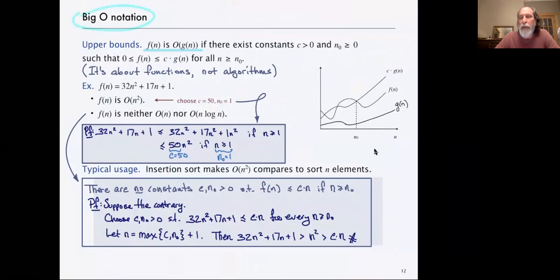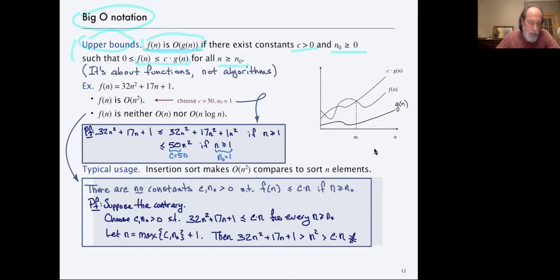Big O is a notation for describing upper bounds on growth of functions. Hopefully this is a reminder. Everyone here should have seen this a few times, but it doesn't hurt to be reminded. So we say f of n is big O of g of n if there are two positive constants, traditionally called c and n naught, such that f of n is less than or equal to c times g of n whenever n is bigger than n naught.